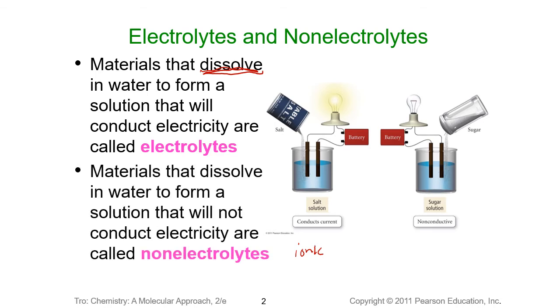If they cannot carry charge, or they don't have charge, they can't carry the charge through the solution, and they will not conduct electricity. And these are going to be molecular compounds, or covalently bonded compounds, nonmetals bonded to nonmetals. It is also possible to have ionic compounds that do not dissolve, and because they do not dissolve, they will not carry that electrical charge.